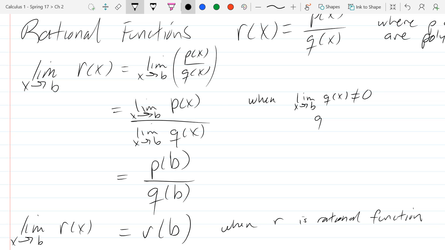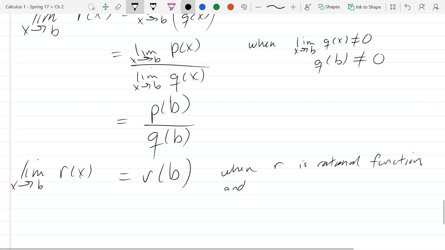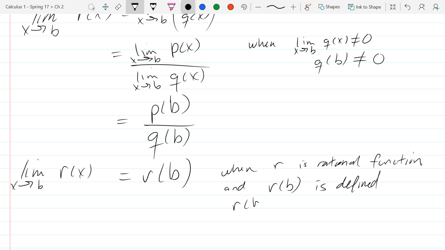So this will be true when our bottom limit is not zero. Q is a polynomial, so this is the same as Q of b. Q is a polynomial, so I can just plug that limit value in. So it's the same thing as saying Q of b is not zero. So as long as you're not going to be dividing by zero, you can use your quotient rule here. So if we have a rational function, one way to write it is R of b is defined, meaning you're not dividing by zero. Another way to write it, R of b is a number. So if you plug in b, you get a number, then you most likely didn't divide by zero. If you did divide by zero, you get undefined.